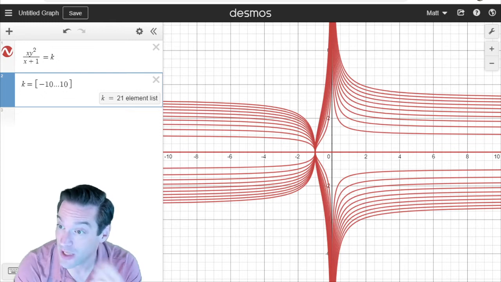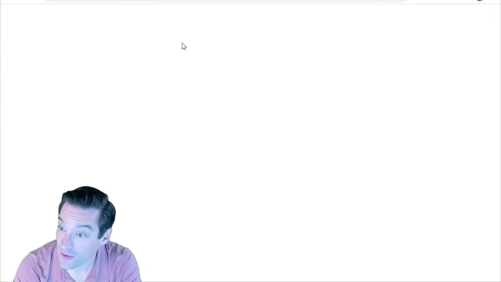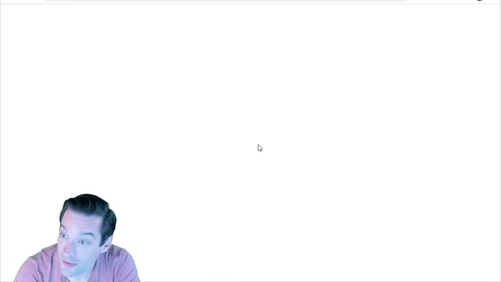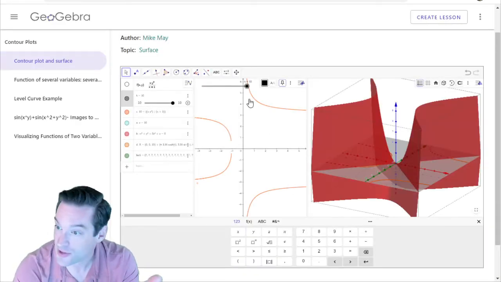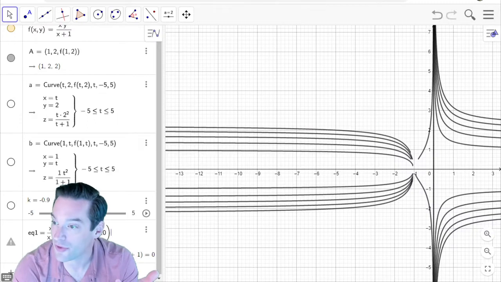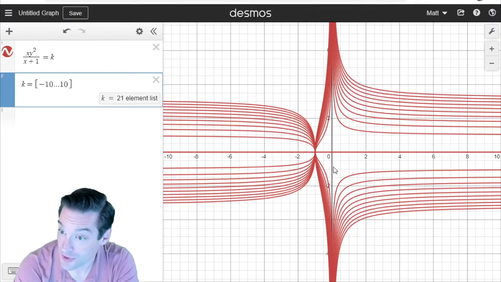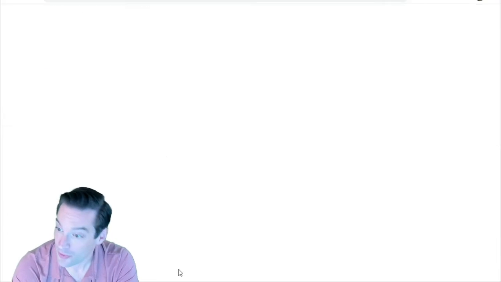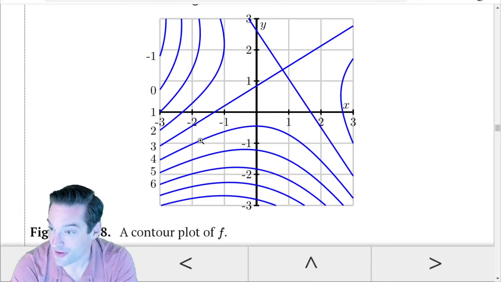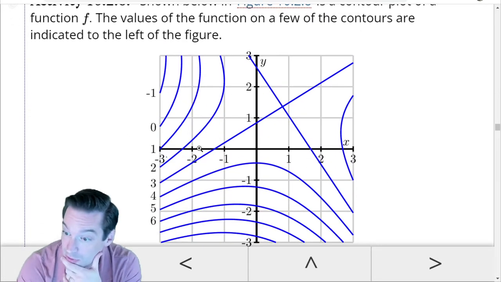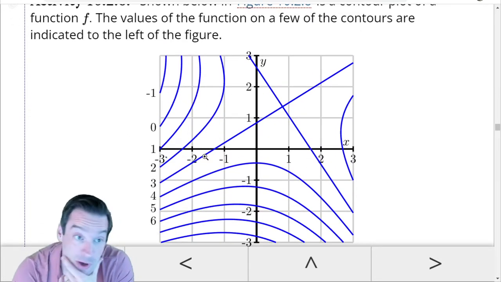That means we should be able to get information about this function from its contour plot. Any question that we could want to use the three-dimensional graph of the surface to answer, we should be able to use the contour plot to shed some light on. So what this final activity in the section asks us to do is to look at a contour plot of a function which we don't know the formula for.